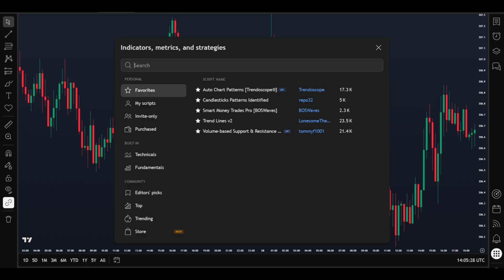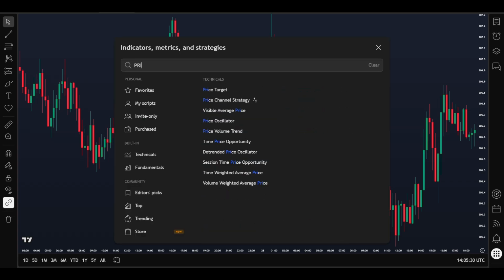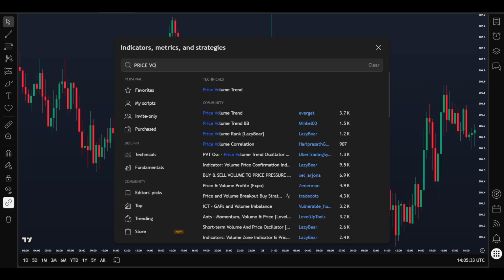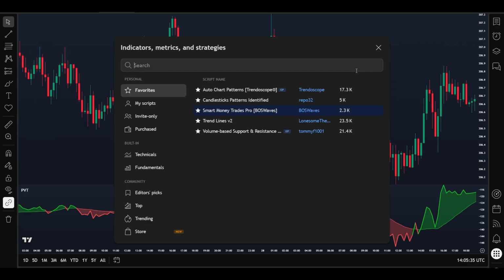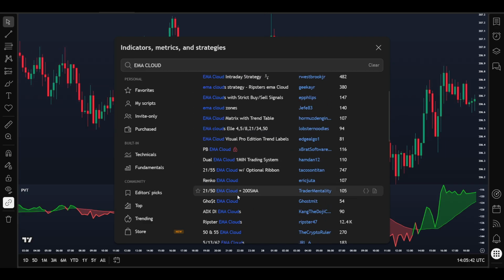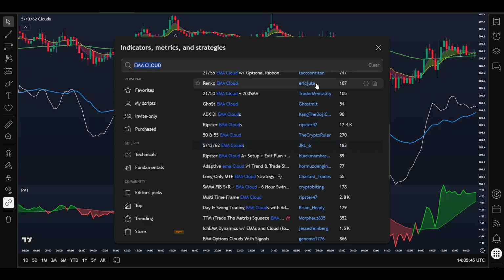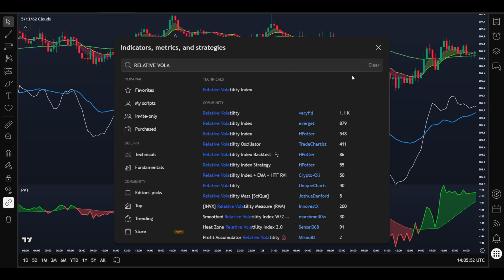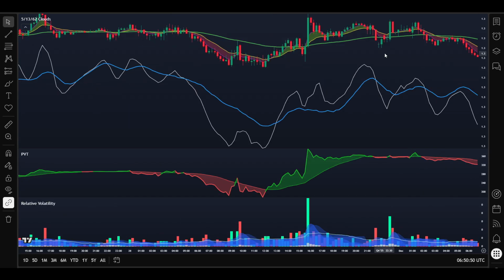Open indicators in TradingView. Add Price Volume Trend, PVT, by Everget. Add EMA Cloud by JRL. Add Relative Volatility by Verifid. 3 tools, 3 jobs. PVT detects real money flow shifts. EMA Cloud defines trend and keeps us out of ranges. And Relative Volatility confirms there's enough volatility/volume to push price.